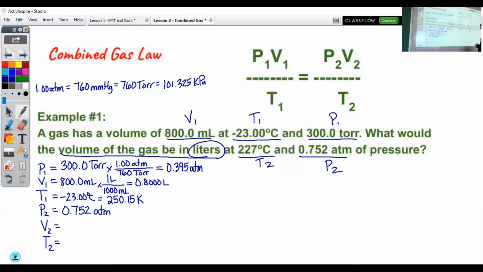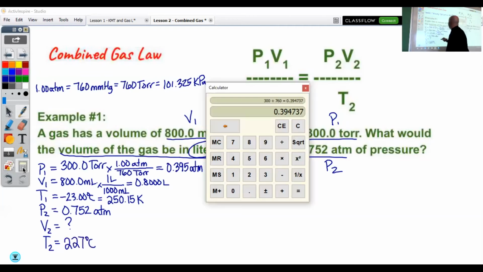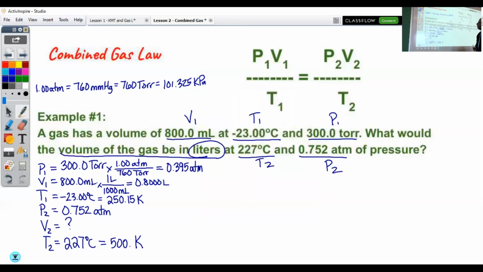All right, looking at our last variable. So volume 2 is what we're looking for, and they give us temperature 2 as 227 degrees Celsius. So once again, we need to convert that into Kelvin. So we're going to add 273.15. This time, we're not going to be able to keep any of our decimal places because 227 didn't have any decimal places. So our answer is just going to be 500. Kelvin. So no decimal places here.